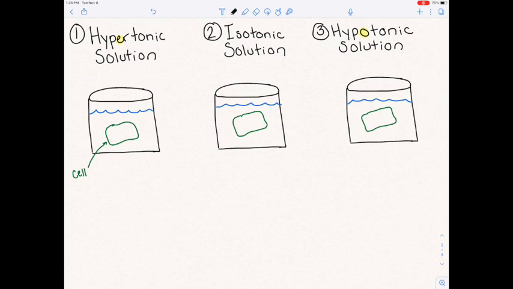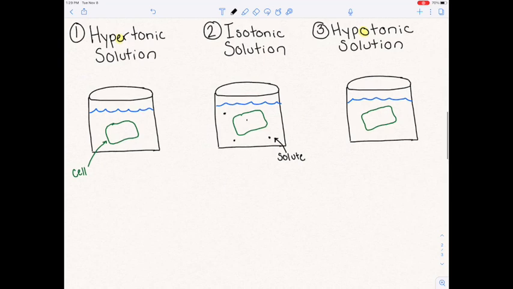Now we're going to add solute in, and we're going to start with an isotonic solution in the middle because that's the easiest one to explain. Let's say that in our isotonic solution, on the outside of the cell, we have 3 solute particles, which I'm representing by little dots. For an isotonic solution, the solute concentration on the outside of the cell is equivalent or equal to the solute concentration on the inside of the cell.